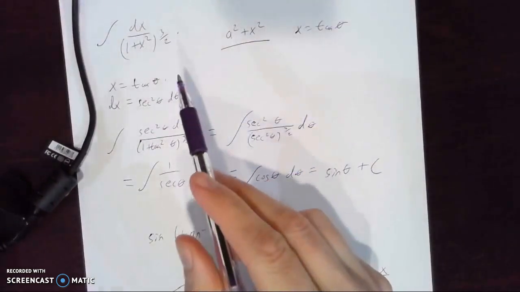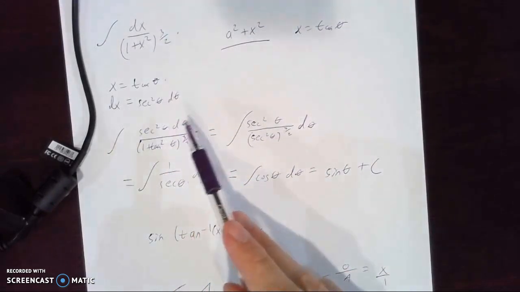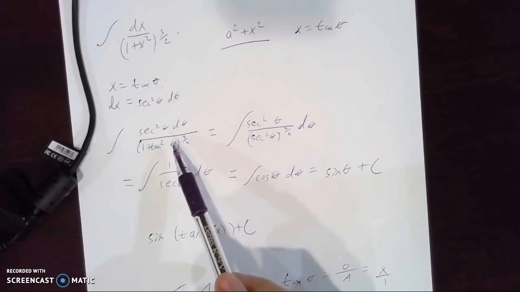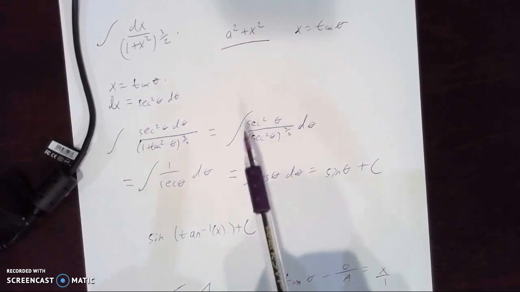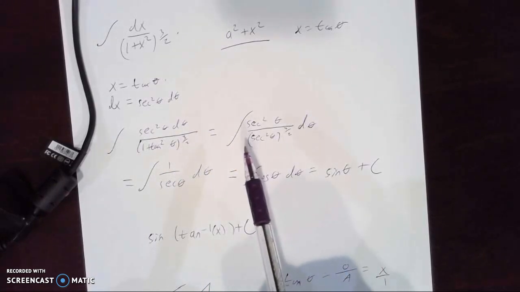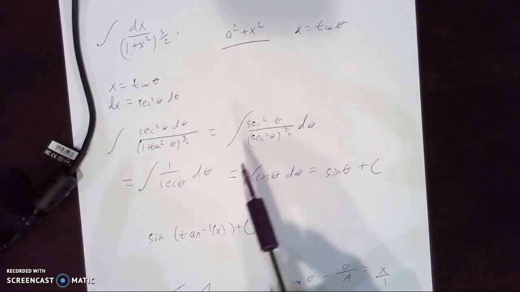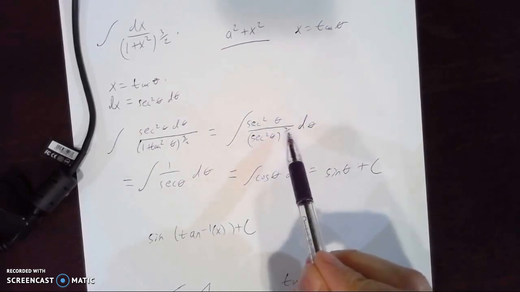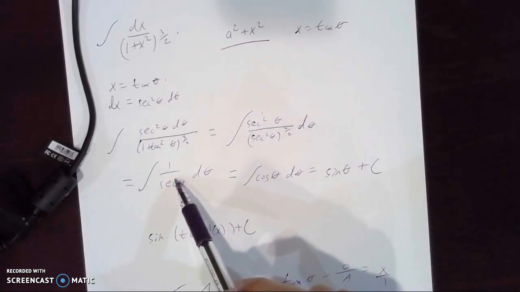And if we work this out, the dx on the top becomes secant squared theta d theta. In our denominator, we get 1 plus tangent squared theta to the 3/2. Well, 1 plus tangent squared is secant squared. We have that identity. We know that one. So we end up with secant squared over secant squared to the 3/2. Well, secant squared to the 3/2 is secant cubed. And secant squared over secant cubed gives us 1 over secant.